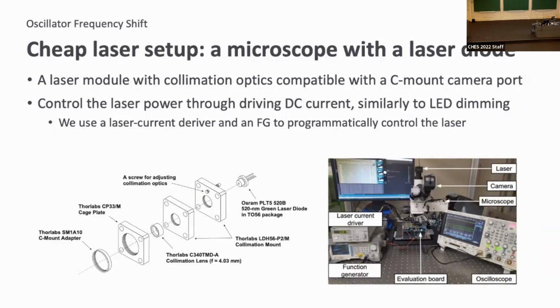Controlling a laser diode is very simple, and we can control the laser power through driving DC current in the same way as LED dimming. We use a laser current driver and a function generator to programmatically control the laser power.